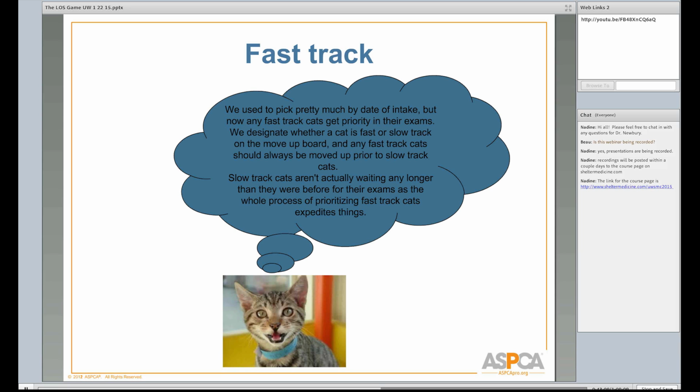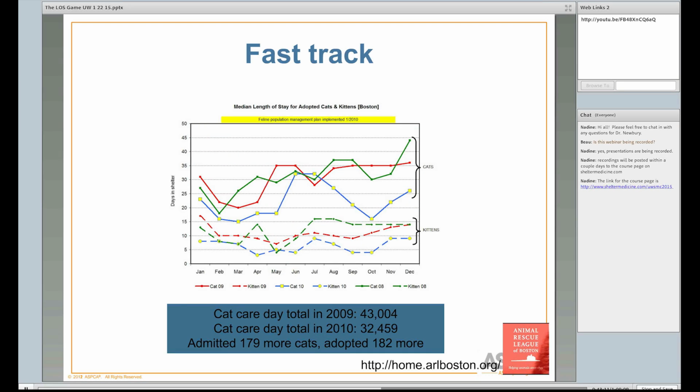This is a graph that shows how their length of stay has changed. If we look up here, these are all the cats, and the blue line is 2010, green is 2008, and red is 2009. Even for the adult cats, the length of stay dropped dramatically, and for kittens, it dropped almost in half, the average length of stay for all animals, just by letting the fast track go through quickly.